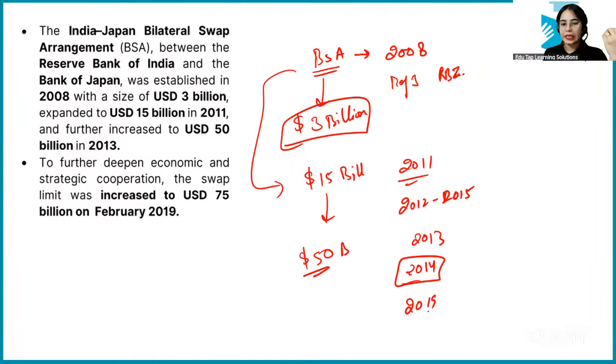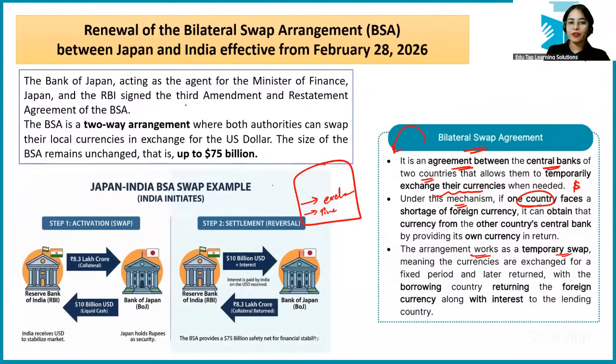And in February 2019, it was decided that the amount of the bilateral swap arrangement will be $75 billion. And this amount is still valid. And the Bank of Japan and the Reserve Bank of India have done the third amendment and restatement agreement, that we are continuing with the bilateral swap arrangement with the same value of $75 billion that was decided in 2019.